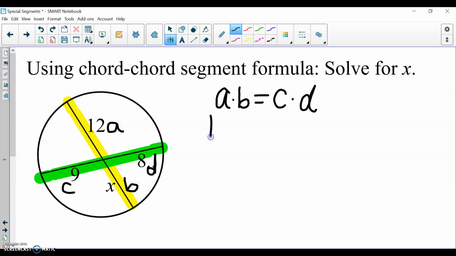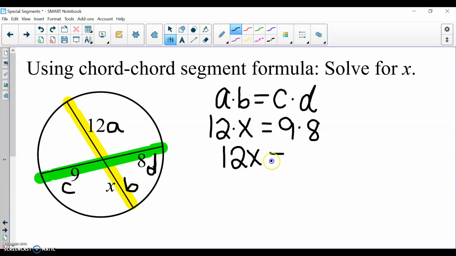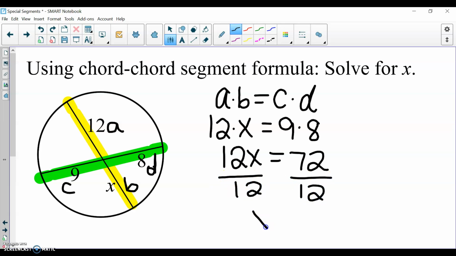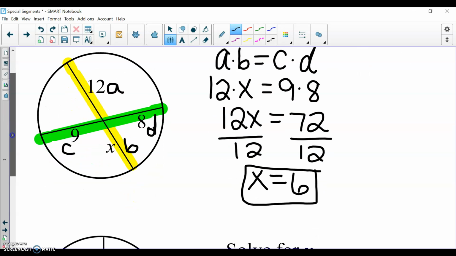So substituting in, we will have 12 times x equals 9 times 8. 12 times x is just 12x. 9 times 8 is 72. And then dividing both sides by 12, we end up with x being equal to 6. Another example for you.